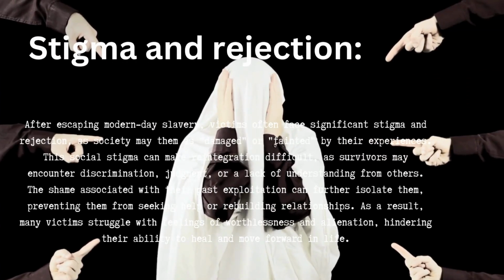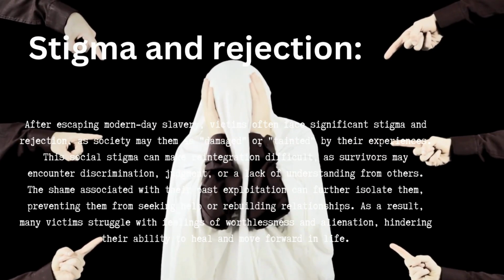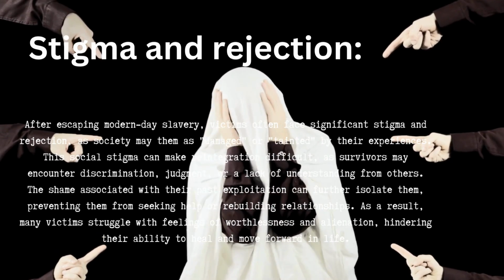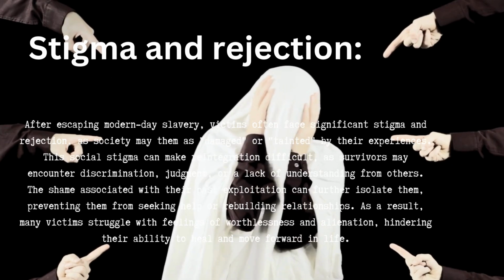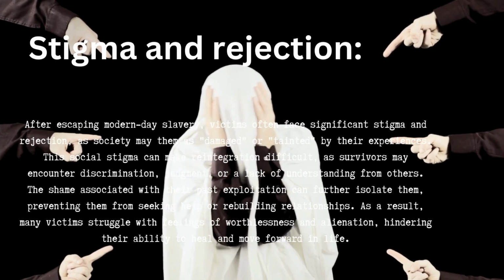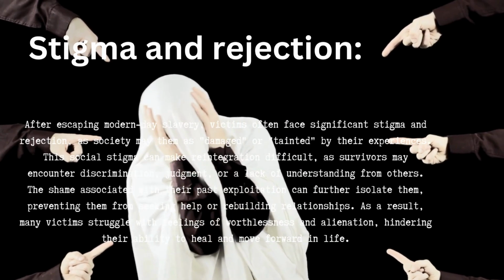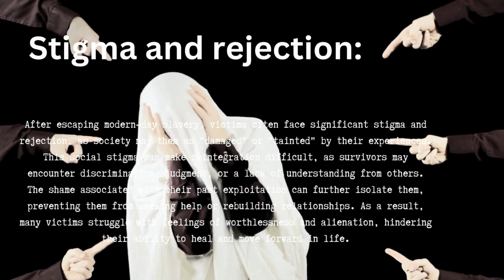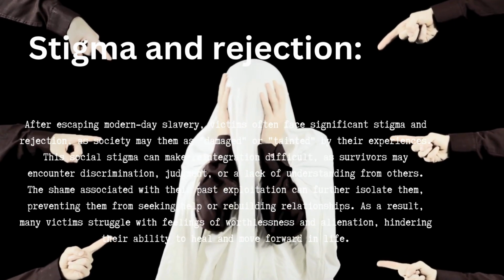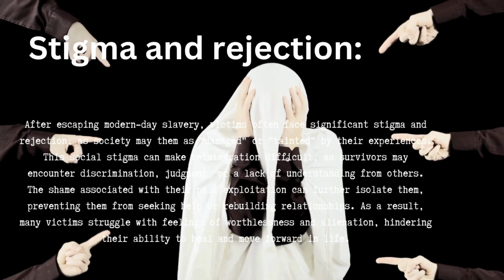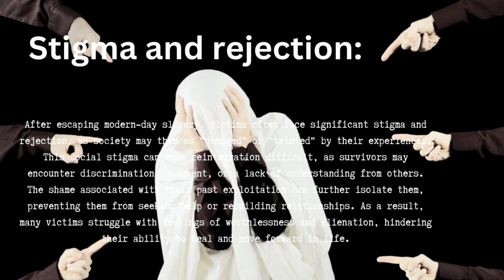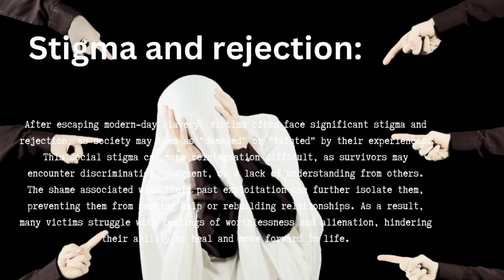After escaping modern-day slavery, victims often face significant stigma and rejection, as society may see them as damaged or tainted by their experiences. This social stigma can make reintegration difficult, as survivors may encounter discrimination, judgment, or a lack of understanding from others. The shame associated with their past exploitation can further isolate them, preventing them from seeking help or rebuilding relationships. As a result, many victims struggle with feelings of worthlessness and alienation, hindering their ability to heal and move forward in life.